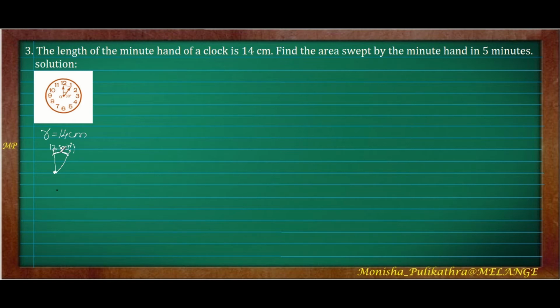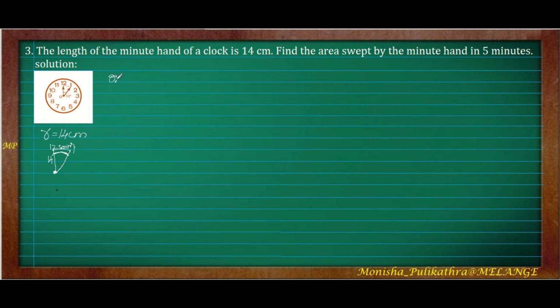So first we need to find out. Here the minute hand from the center to this 12, the length is 14. So this length is considered as a radius. Okay. So we know that in a clock there is 360 degree because it is a circle. So the entire angle will be 360 degree, but each 5 minutes. So the number of 5 minutes will be 12, right?